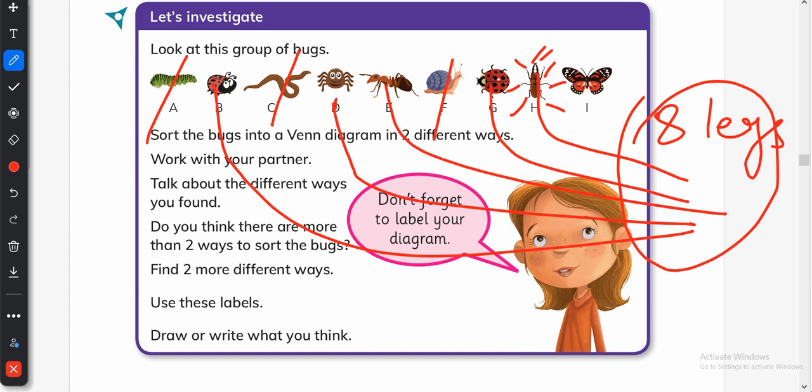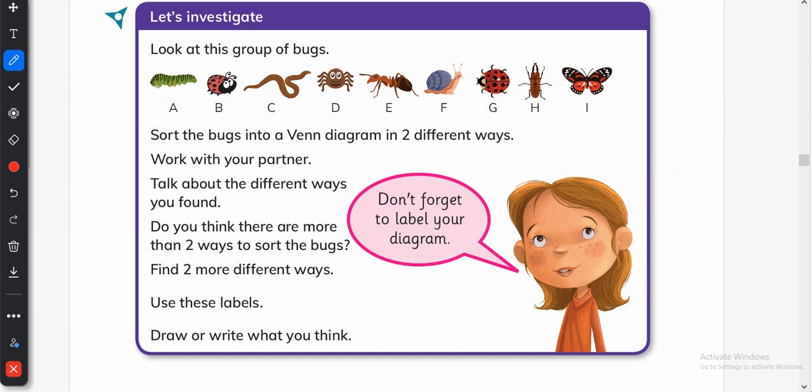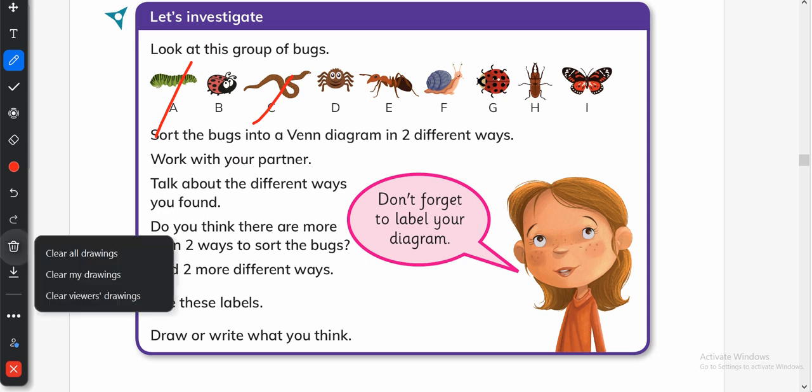Okay, is there any other way to sort the insects? Then what? What other way do you think of? Tell me in comment section. I know one more. We can sort out this or this. So what will be? Label it. Tell me in the comment section.